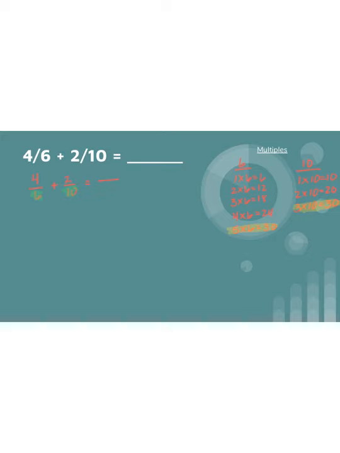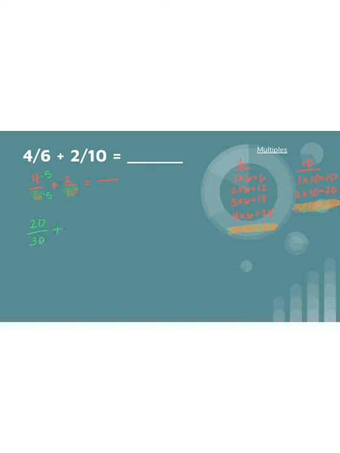Well, this 6, so I'm going in my 6s column, and I see I need to multiply 6 by a 5 to get to that 30. So I'm going to say times 5 here, and whatever I do on top, I got to do the bottom. Whatever I do to the bottom, I got to do the top. So if it's a fraction, you got to multiply the top and the bottom. So 4 times 5 is 20, and then 6 times 5 is 30.